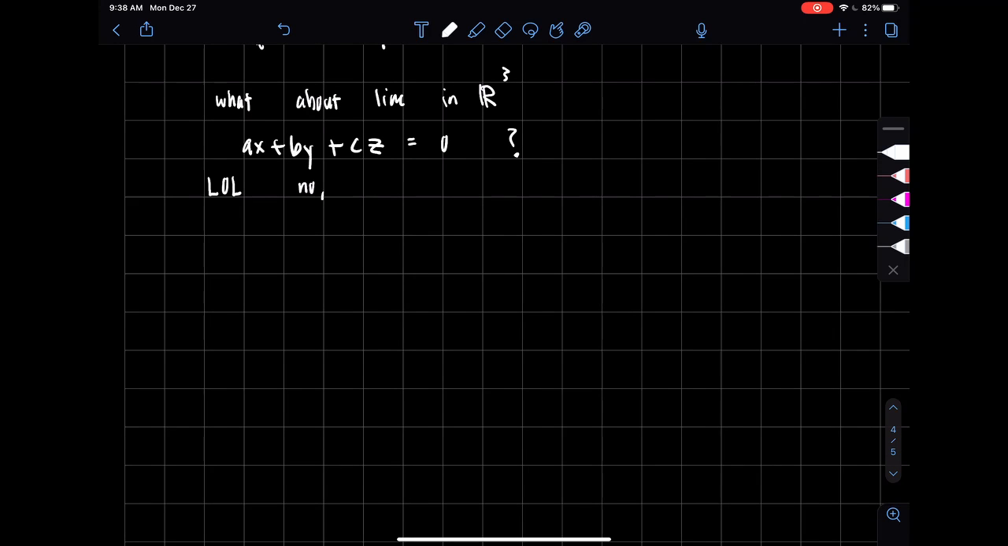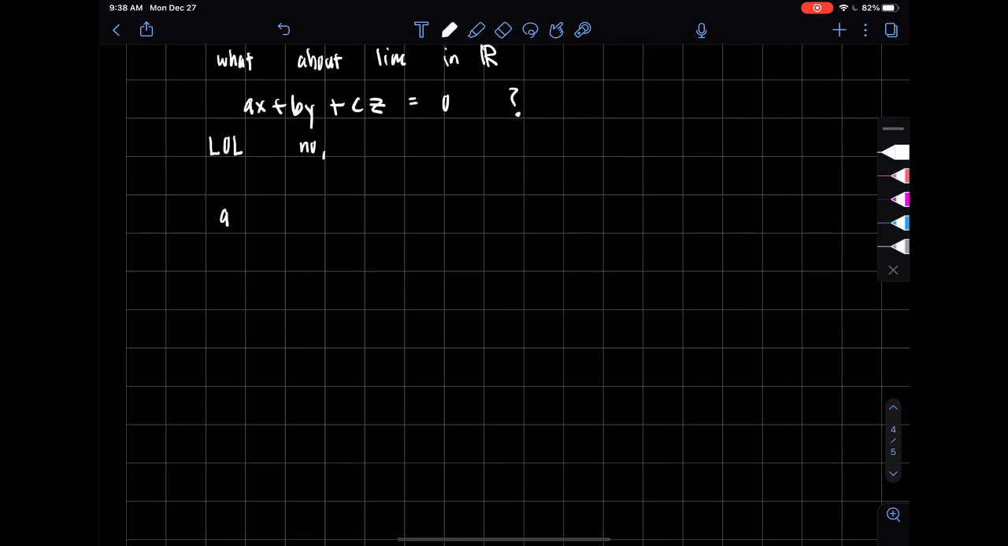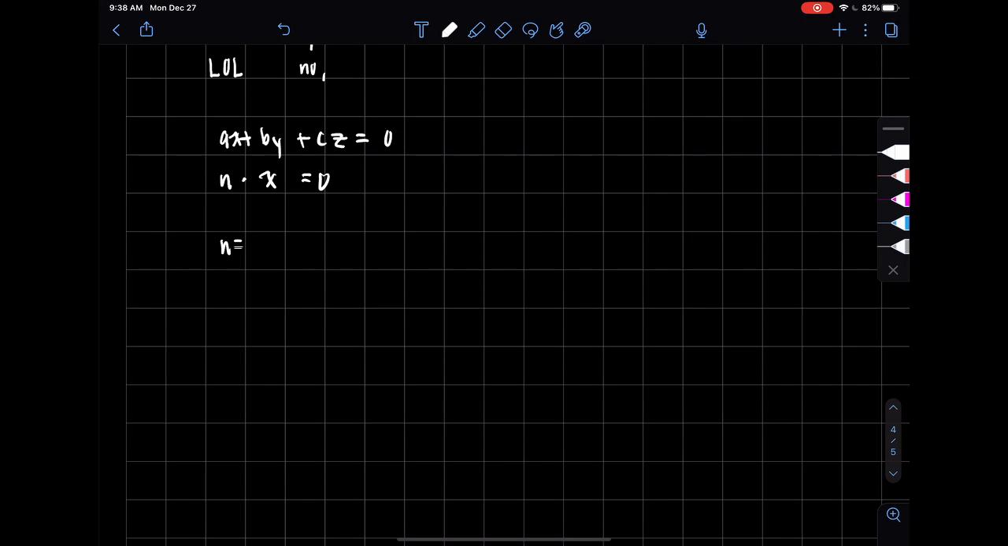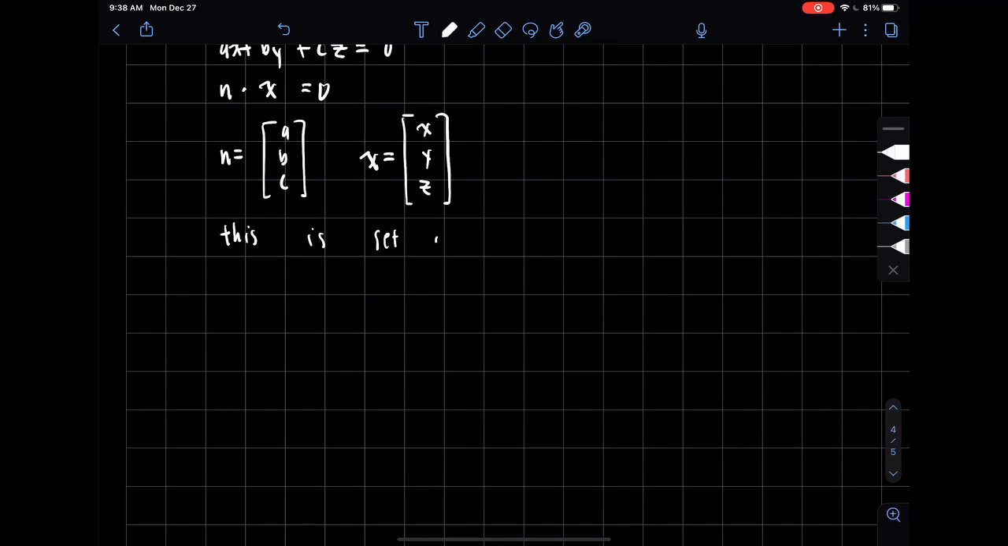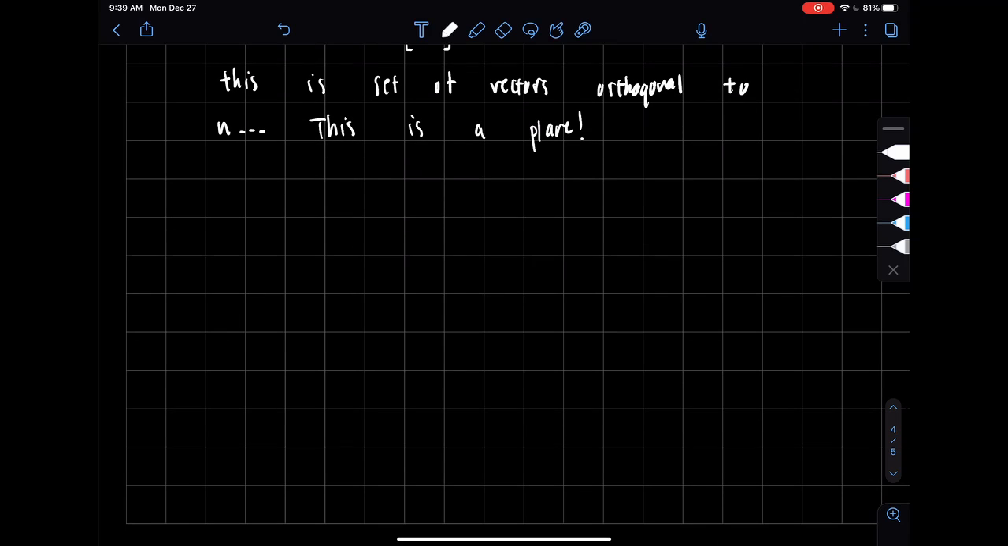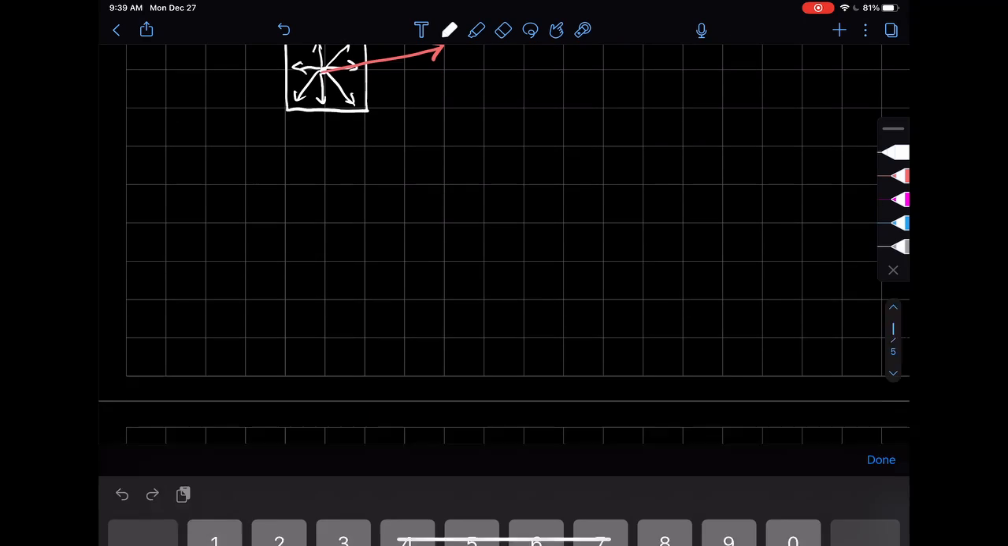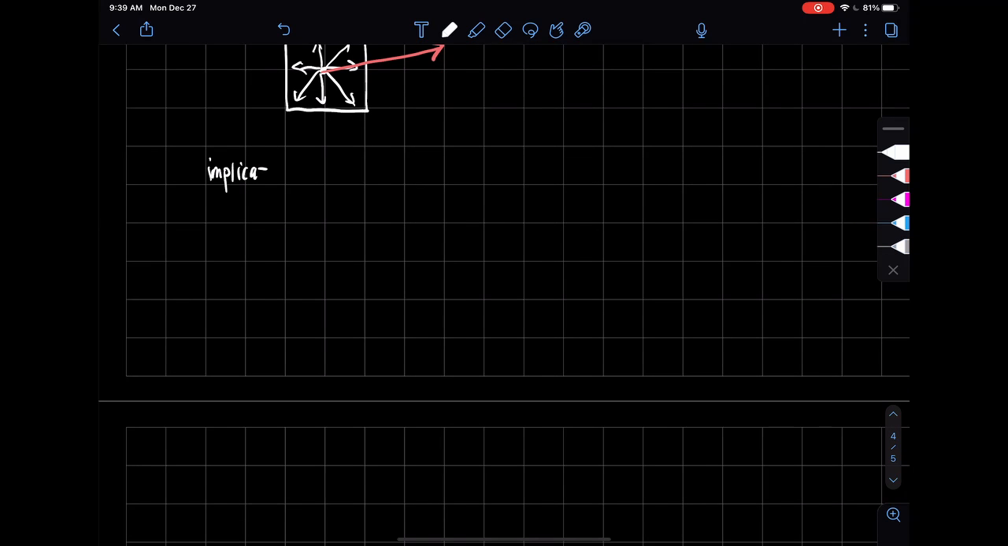Well, no. As we can see, ax plus by plus cz equals 0 can be written as n dot x equals 0, where n, the normal vector, is (a, b, c), and x is simply the vector containing x, y, and z. This is the set of all vectors orthogonal to the normal vector, which is a plane. Here is a diagram showing that this is a plane, not a line. The arrows represent all of the vectors orthogonal to the normal vector, which is represented by a red line. So what does this imply?